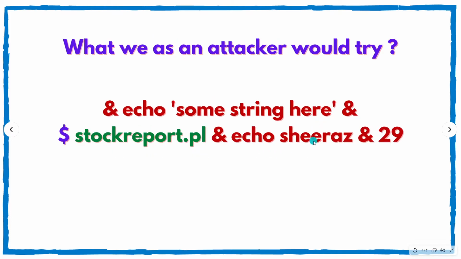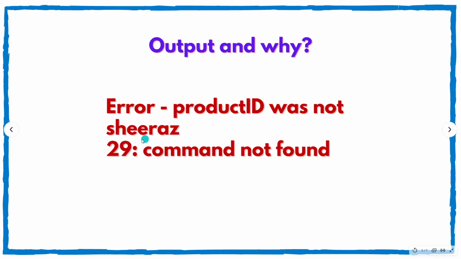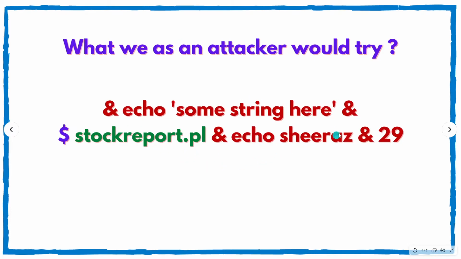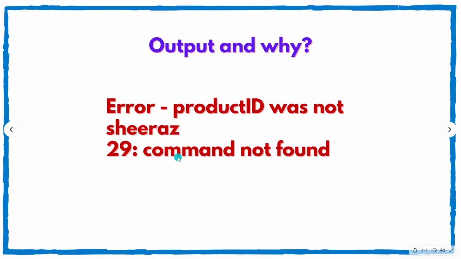Then we had the string echo Shiraz. So what echo does is it just prints out whatever we tell it to. So echo Shiraz will just print out Shiraz on the terminal. In this case, it did that. And after the && we have 29, which doesn't mean anything to Linux or Windows. It's not a command. So we got an error that command 29 is not found.